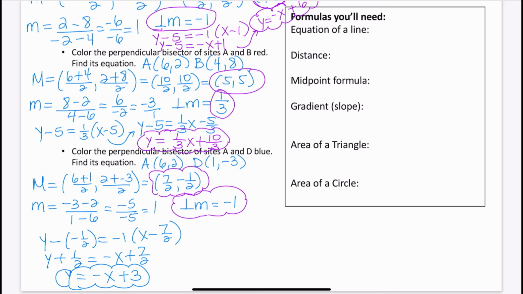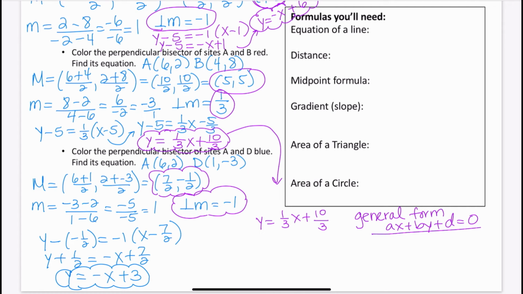One of the other things that I want to review with you is standard form of an equation of a line. If you were to take an answer such as y equals 1/3 x plus 10/3, and they tell you they want this in general form or standard form, in the form ax plus by plus d is equal to 0, there are 3 requirements in order for you to write this in standard form. One of them is that the coefficient for x has to be positive. The second one is that there can be no fractions or decimals in your equation at all. And the third one is that it has to be set equal to 0.